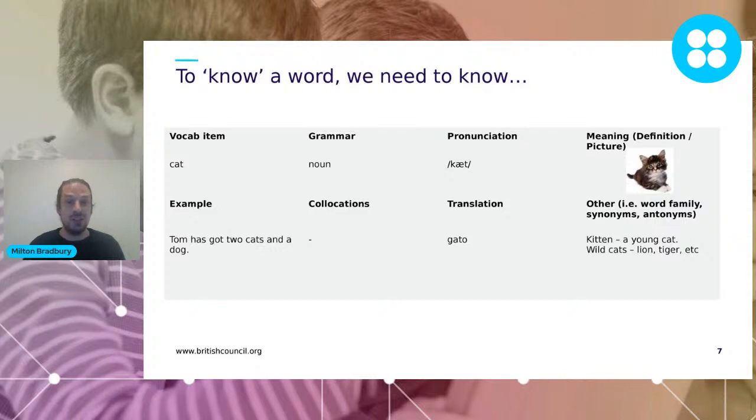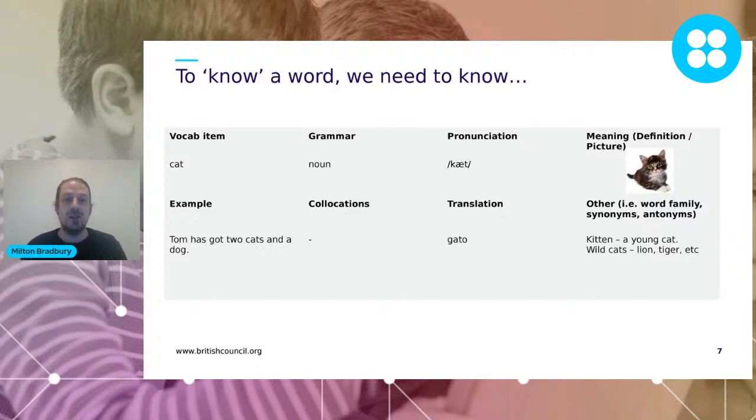The meaning, the definition. So here we have a picture. In this case, because it's a cat, we don't need anything more than a picture. No? An example, how to use it in context. Collocations. Well, in this case, there aren't any strong collocations with cat. Translation. A lot of people, I know there's a lot of debates about how much we should be using L1 in our teaching. I'm a strong believer of using it to aid learning as much as possible. And if it's going to help the student remember what the word is, then let's use it.